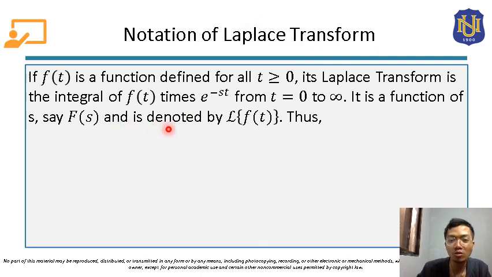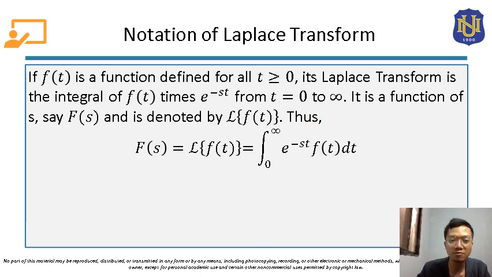It can also be denoted by this symbol. This symbol is the Laplace transform of f of t, where f of t is the given time domain function. Thus, the Laplace transform of the given f of t is equal to the integral of e raised to negative st times f of t, which is the given time domain function, dt from 0 to infinity. So we will use this formula in solving for a Laplace transform of a given time domain function.